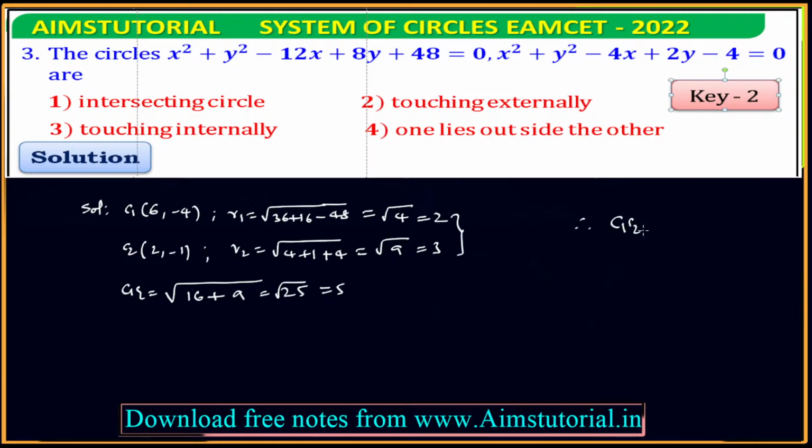Therefore, C1C2 equals R1 plus R2. If C1C2 equals R1 plus R2, the given circles touch each other externally.